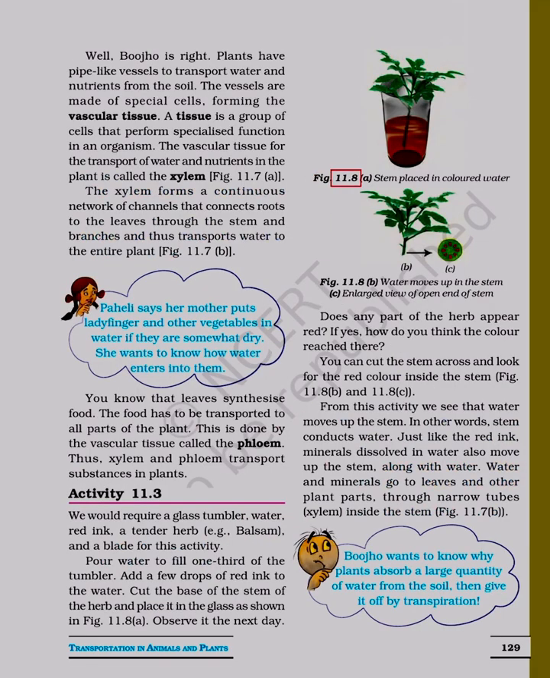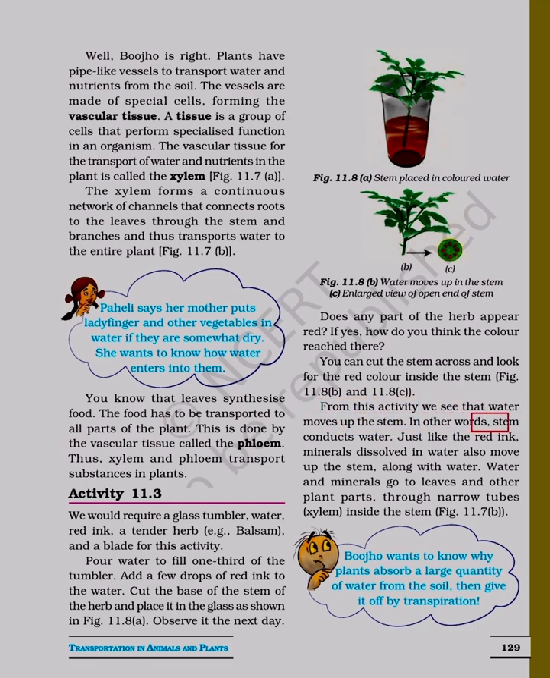Figure 11.8a, a stem placed in colored water. Figure 11.8b, water moves up in the stem. C. See enlarged view of open end of stem. Does any part of the herb appear red? If yes, how do you think the color reached there? You can cut the stem across and look for the red color inside the stem, figure 11.8, B and C. From this activity we see that water moves up the stem.